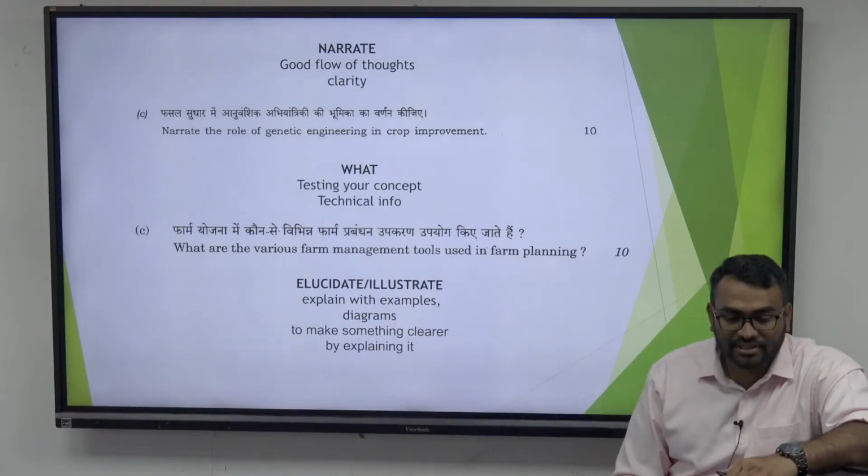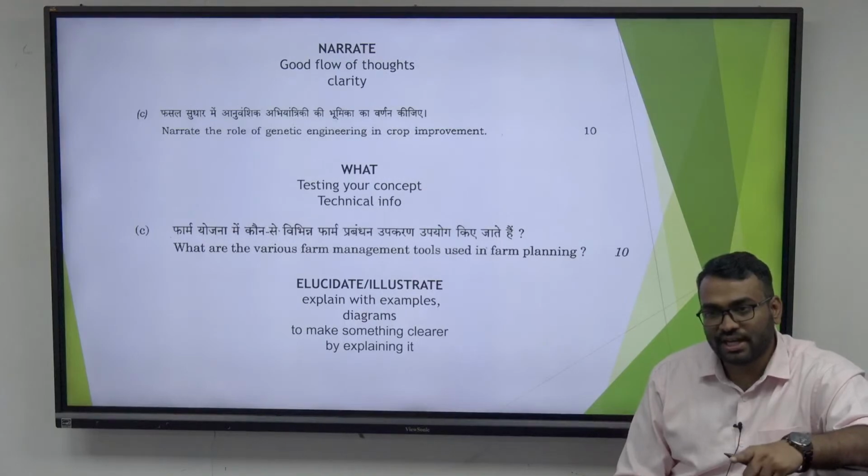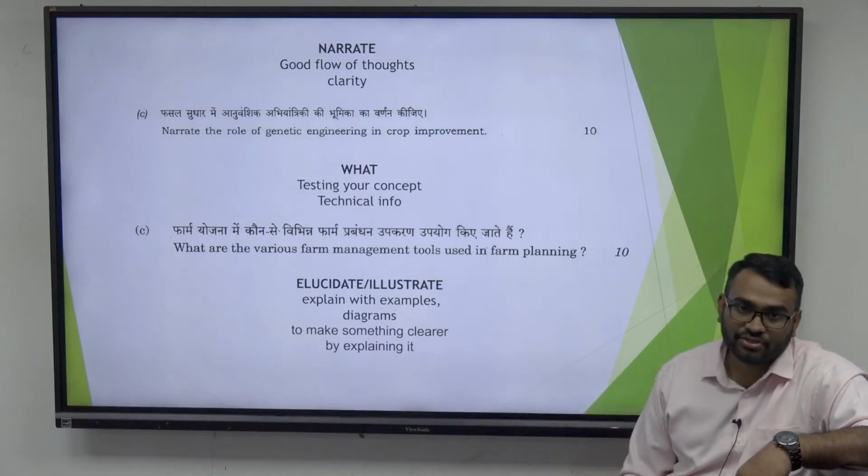Next one is elucidate and illustrate. Whenever it is there, make sure that you utilize flow charts, diagrams, or procedures. That is the meaning of elucidate and illustrate. Clear?